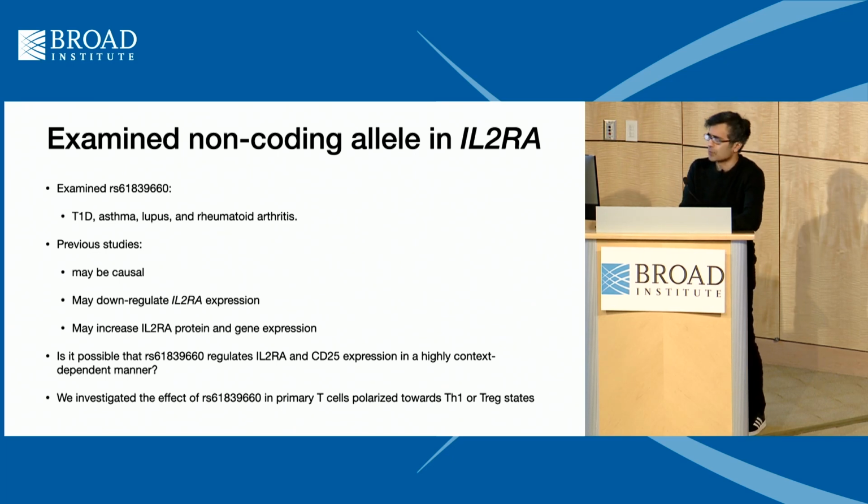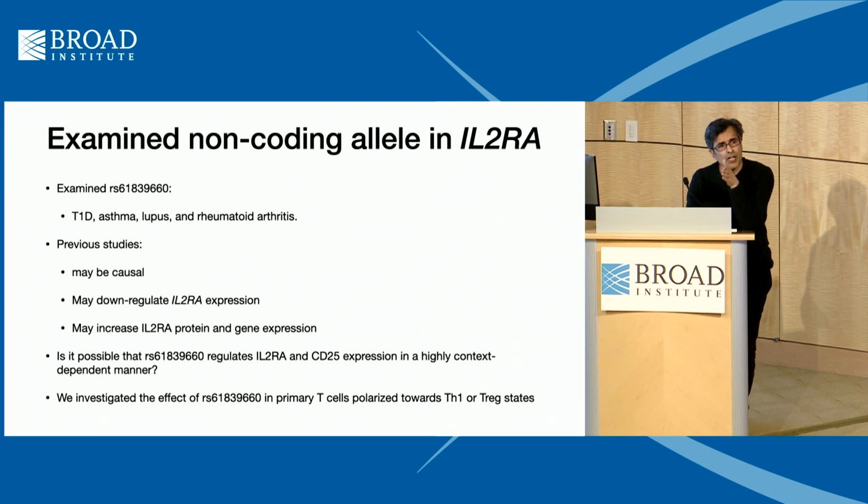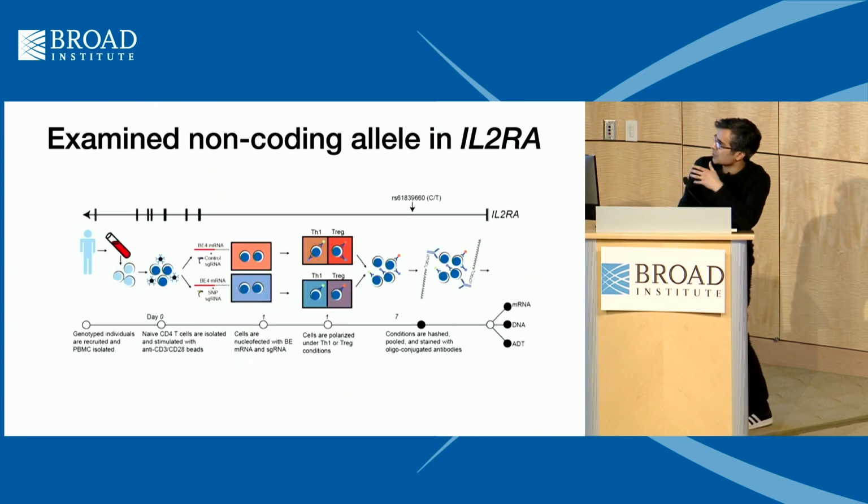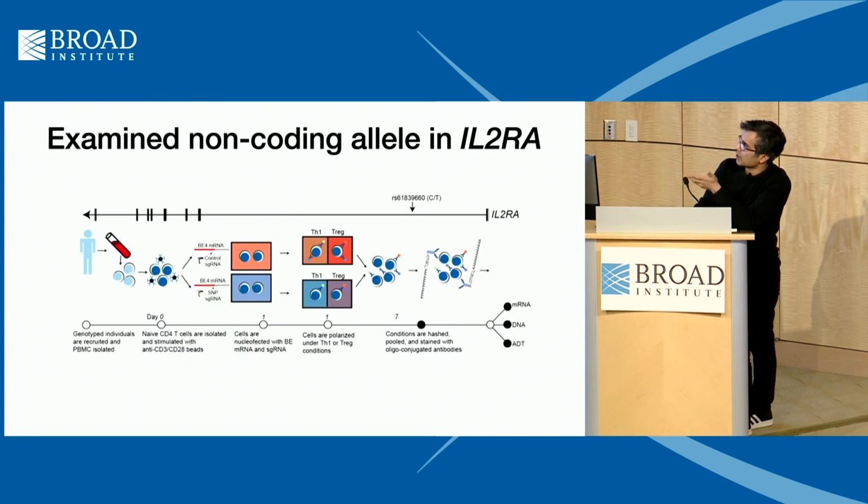We investigated in primary T cells, but this time we actually polarized T cells into two different states, Th1 cells and Treg cells, to see if we saw the same effect in both. And this is the experiment. So we're getting blood from individuals. We're editing the DNA. We also have a control sgRNA, and then we're polarizing the cells into Th1 and Tregs. And then we're applying Minecraft-seq and seeing what happens.